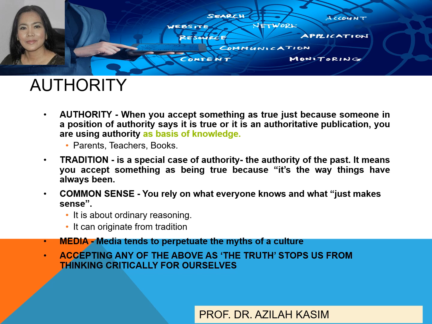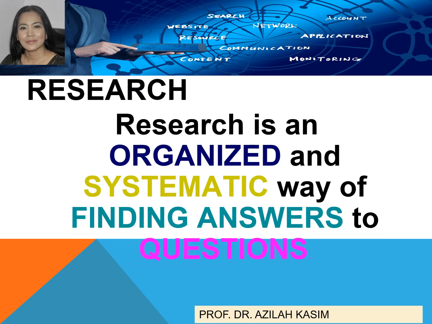Okay, because accepting any of the above, either authority, tradition, common sense, or media, as true stops us from thinking critically for ourselves. Okay, so we need to be critical in our thinking. We have to question. Being critical means we have to question things. Okay, so that's why we do research. When we do academic research, it is an organized and systematic way of finding answers to research questions that we have. So that's why there are steps. You have to follow step 1, 2, 3, 4, and so on.